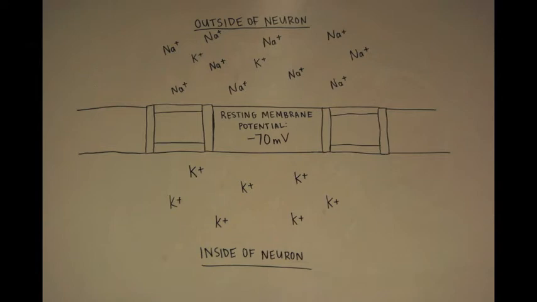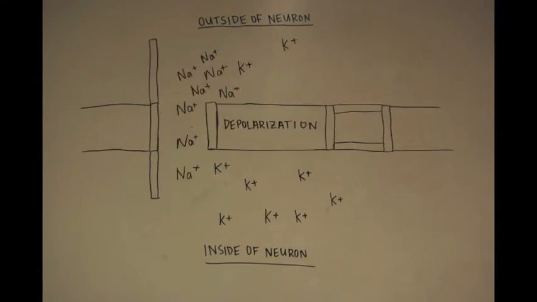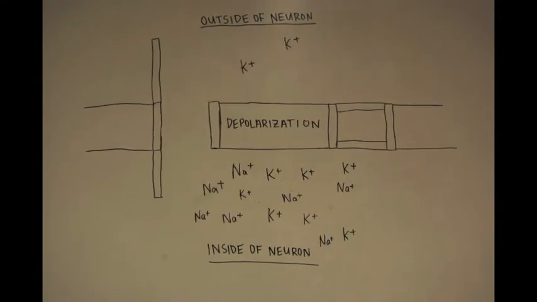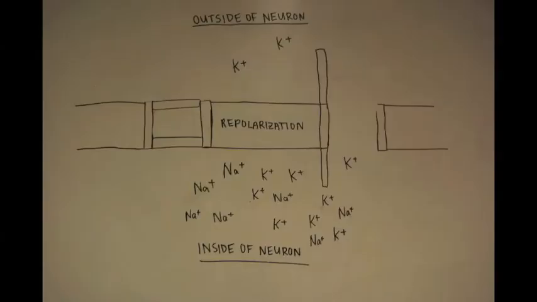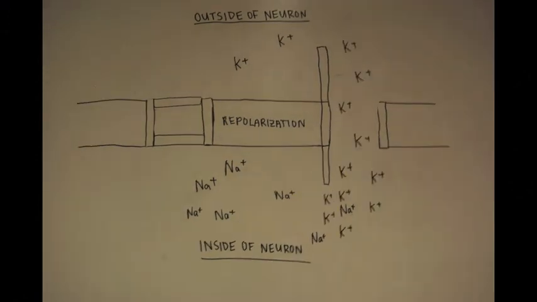A chemical stimulus is applied to one point on the neuron. This causes sodium channels in the cell membrane to open. When this sodium floods into the cell, it changes the membrane potential to +30 millivolts. The next step is called repolarization. When membrane potential reaches +30 millivolts, the sodium channels close and potassium channels open to balance the membrane potential.